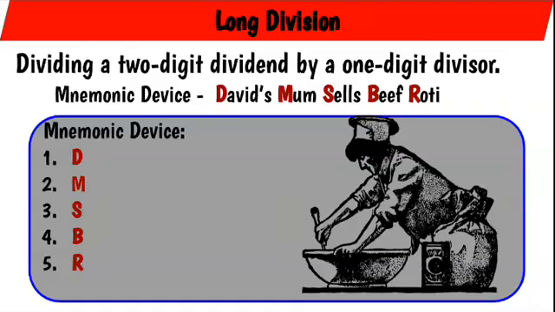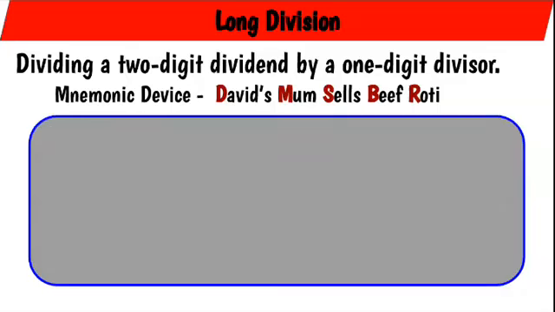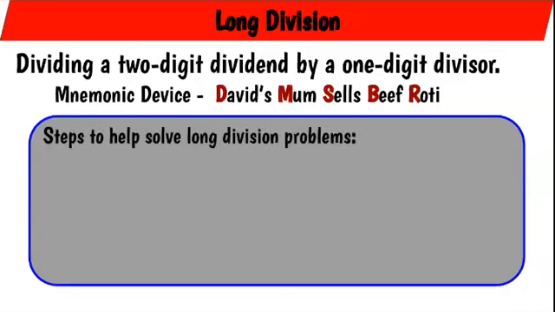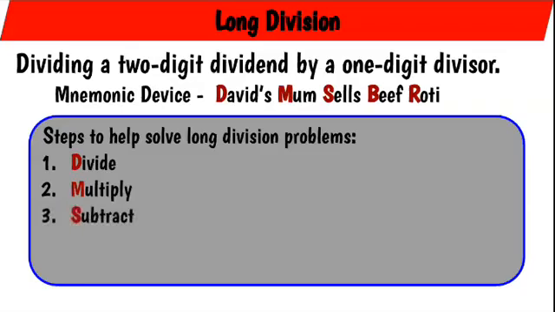Now we're going to be using the first letter from each word in our mnemonic device. So we have our D, M, S, B, and R. So let's go straight into our steps. Steps to help solve our long division problems. D, our first step, would be divide. Step 2 would be multiply. Step 3 would be subtract.